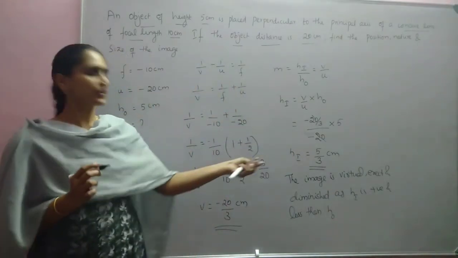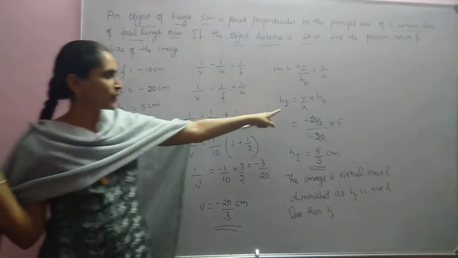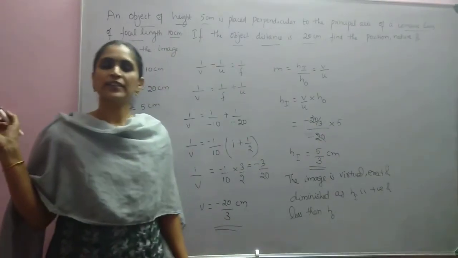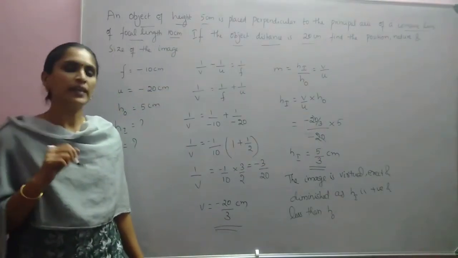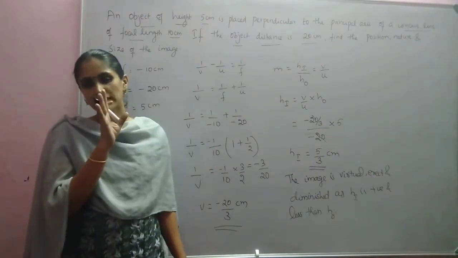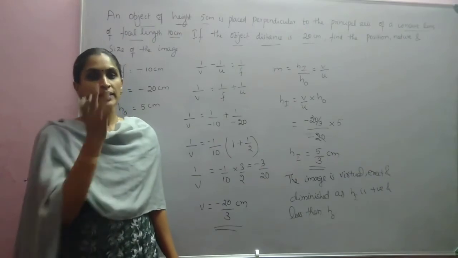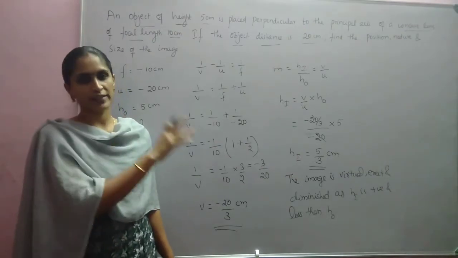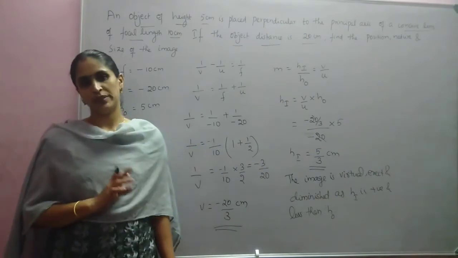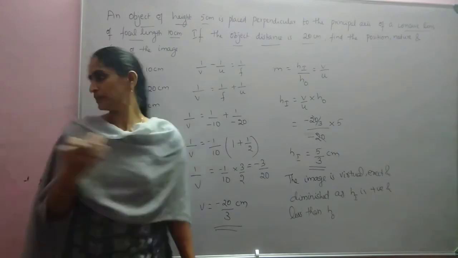You can find magnification. From magnification also you can write. Magnification value, what you can write? V by U. You will get magnification as plus 1 by 3. From that also you can write magnification is less than 1. Since it is positive, the image formed is virtual and erect. Since the value is less than 1, it is a diminished image. Okay, is it clear? And now we will discuss the next problem.